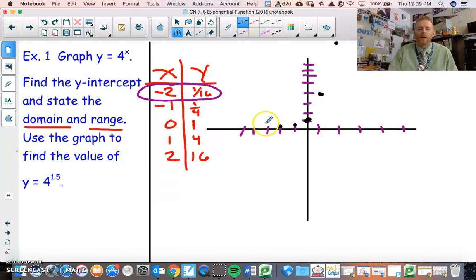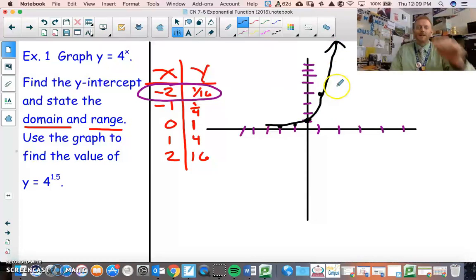off the graph. And what you should be able to see is that my line, as I connect the dots, is going to be getting steeper and steeper and steeper, and it's never going to touch this 0 line, because at -2, I got to 1/16. If I put a -3, it's going to be 1/64. So we're never going to get to that 0 mark.